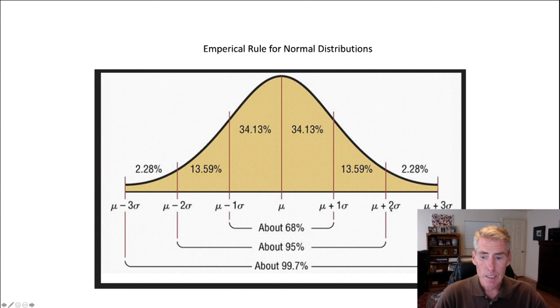Then if you take the mean and add on 2 standard deviations, and over on the left subtract 2 standard deviations, that's about 95% of the data. And then for 3 standard deviations on the left and on the right, in total, that's going to be almost everybody, 99.7% of the data.